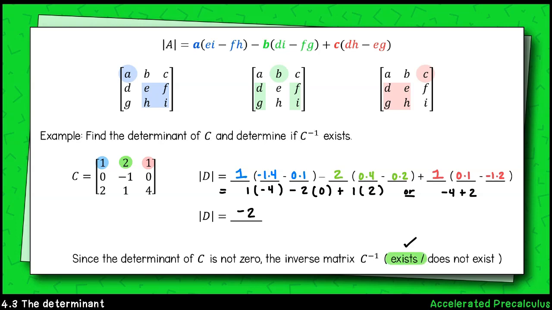The last question asks if the inverse of matrix C exists. Well, since the determinant is not 0, we know that yes, the inverse does exist. And in our next lesson, we'll look at how to calculate that inverse.